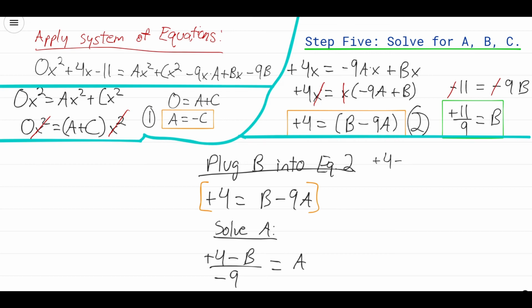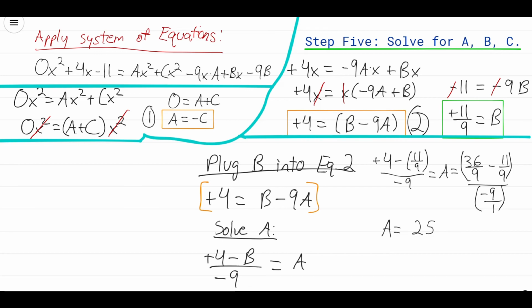So now what we're going to do is plug in the b. So 4 minus 11 over 9 divided by negative 9. This is equal to a, which is equal to 36 over 9 minus 11 over 9, and all this is divided by negative 9 over 1. It's the same thing as negative 9. I just want to have a common denominator, so now what I'm going to do is simplify this.